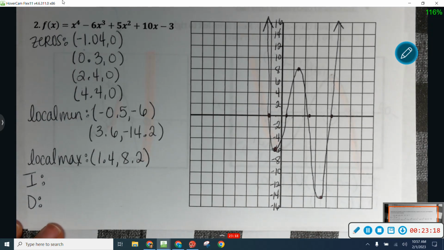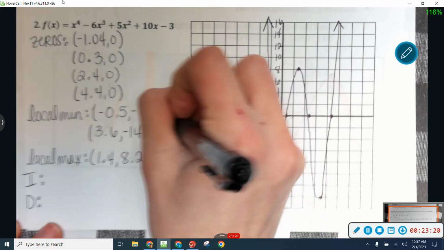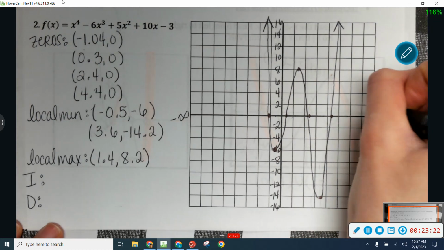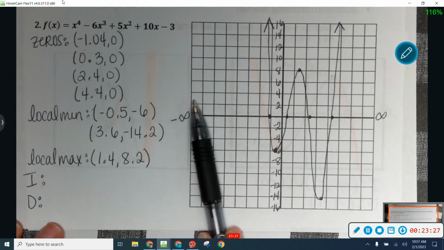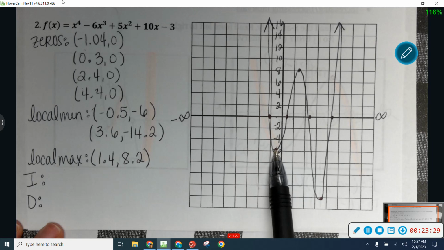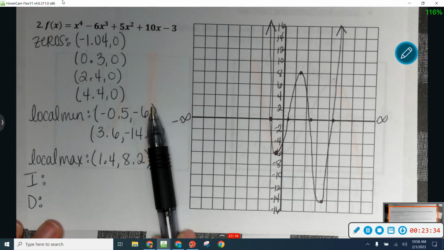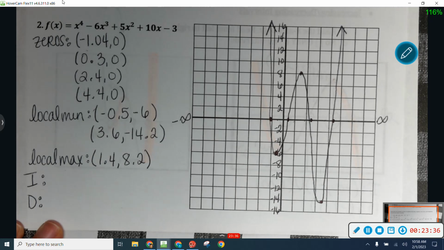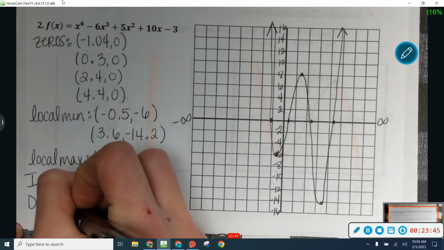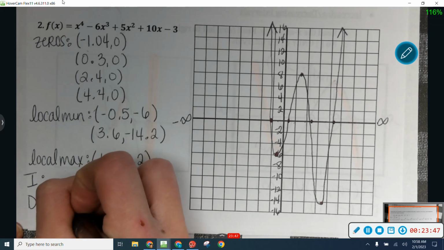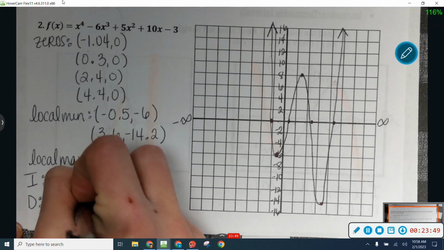Okay, then we're going to do our interval for decreasing and increasing, starting from the left. So from the left, my first dip is a minimum. So that means I'm decreasing from my left all the way to what X value? Negative 0.5. So I'm decreasing from negative infinity, which is my left, to negative 0.5.